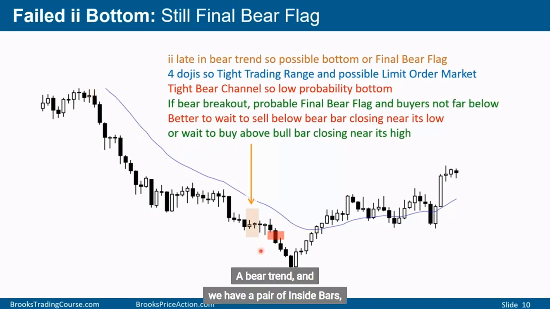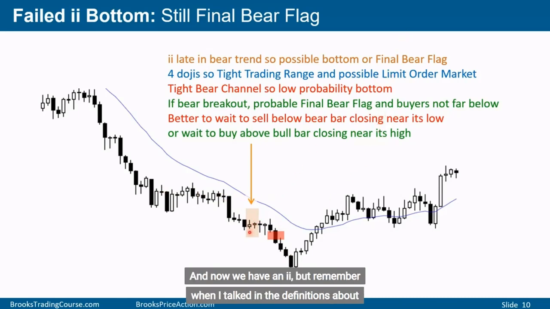A bear trend, and we have a pair of inside bars, consecutive outside bars. But these two bars have small bodies, they're dojis, and they're following just a couple bars after two more dojis. So we're starting to get dojis. When you get dojis late in a trend, it's often a sign that the trend will soon transition into a trading range. We had many of them here, so this could be a possible final flag. So if we sell off, we might reverse back up to this area, or we could just reverse up for the remainder of the day.